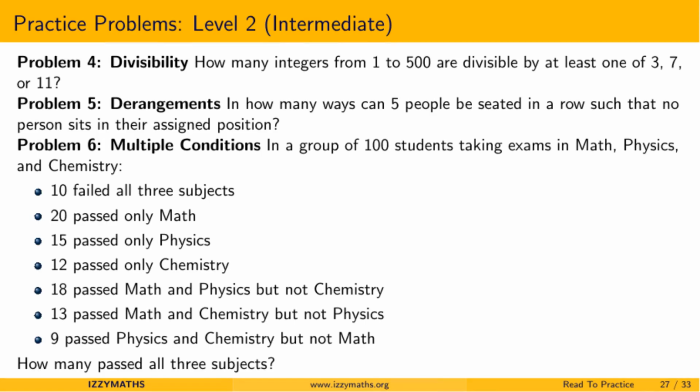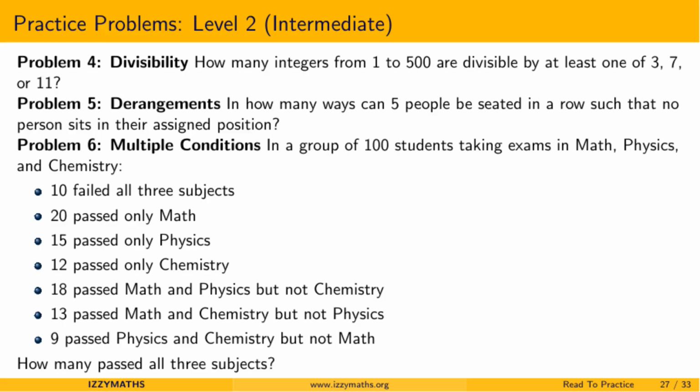Ready for more challenging problems? Problem 4. How many integers from 1 to 500 are divisible by at least one of 3, 7, or 11? Remember to use LCM for intersections.